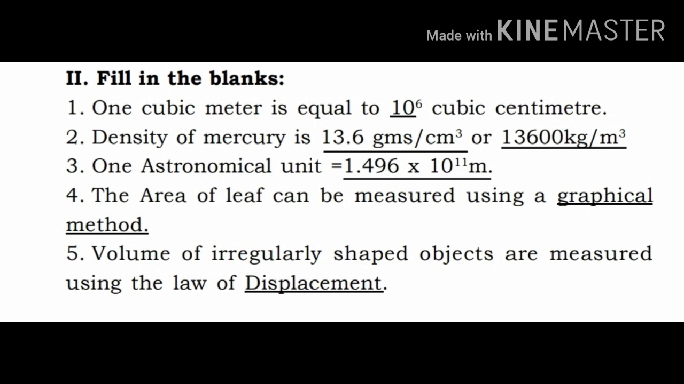Fourth one, the area of a leaf can be measured using a graphical method. So the area of an irregular shaped object can be measured using the graphical method. So what is the method used to measure the area of a leaf? Graphical method. Fifth one, volume of irregularly shaped objects is measured using the law of displacement. So irregularly shaped object volume can be measured using what law? Law of displacement.